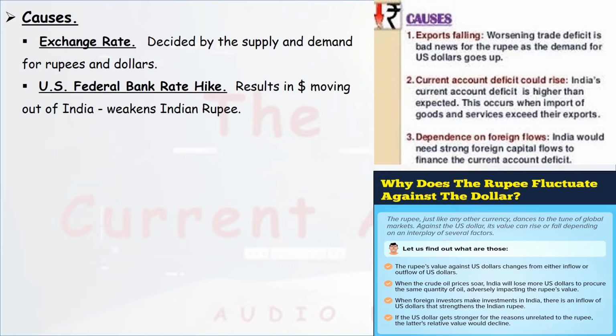The Federal Reserve System is the central bank of the United States. Interest rate hike by the US results in foreign institutional investors pulling out from Indian stock markets, as Indian markets would be far less attractive to them. An increase in interest rates would result in a weaker Indian rupee in comparison to the US dollars.